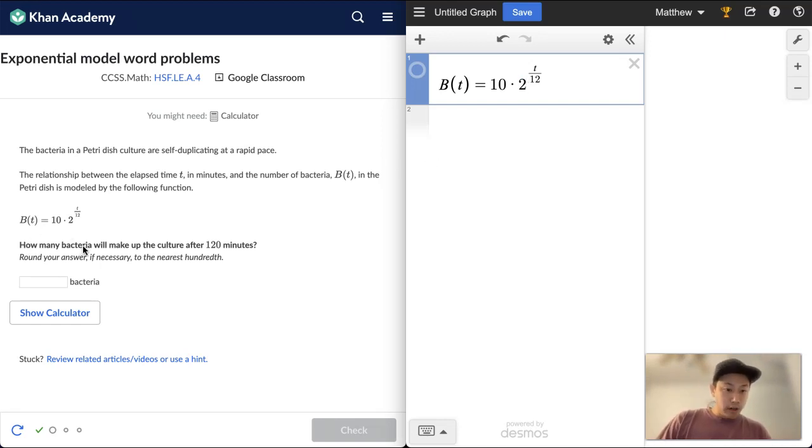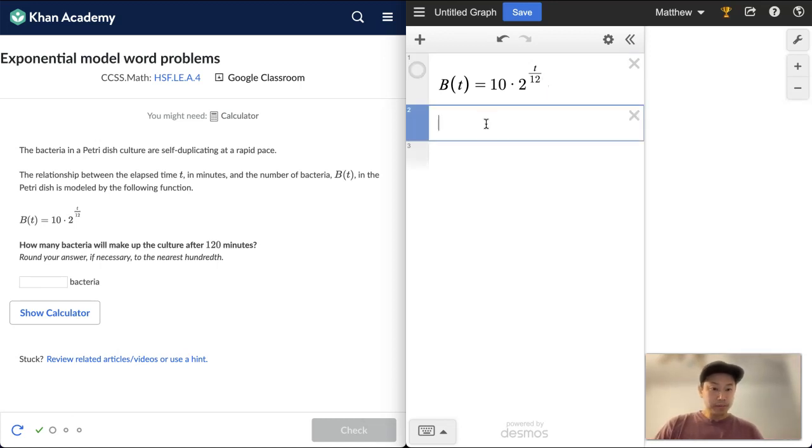Question: how many bacteria will make up the culture after 120 minutes? Okay, so the number of bacteria, B of t, that's your output, will make up the culture after 120 minutes. Hopefully you'll see that this is one of the easier types of questions because they're giving us the t variable this time, right? We want to figure out how many bacteria there are after 120 minutes. So your t is going to be converted to 120.